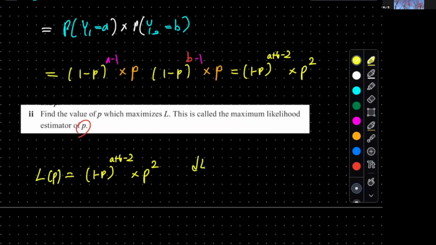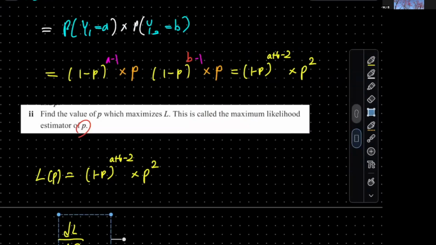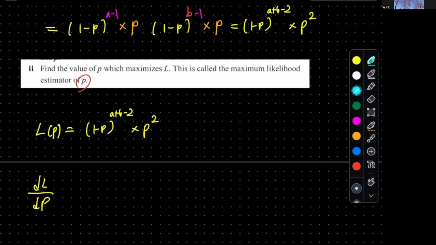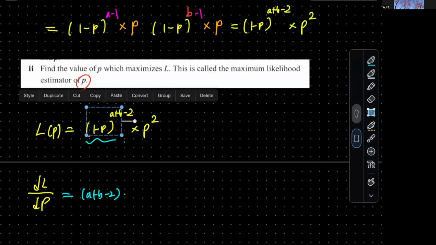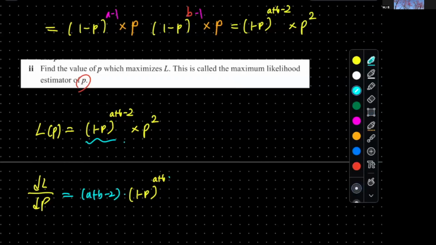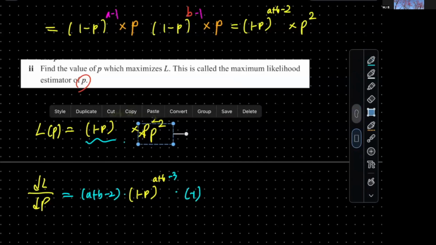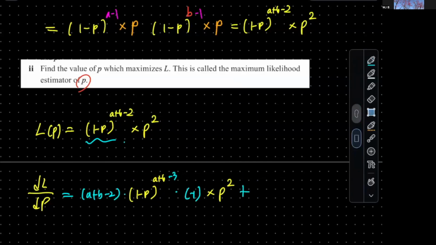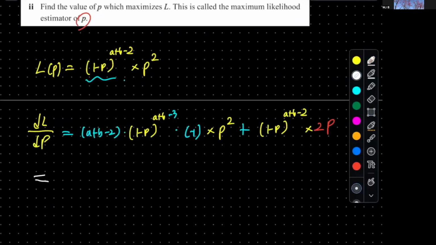So I'm going to do dL over dp, using the product rule. Let's try. If I differentiate the first factor, it's going to be A plus B minus 2 times 1 minus p to the power of A plus B minus 3 times negative 1 using the chain rule. But you have to multiply by p squared by the product rule, plus the first term remains the same, but then I multiply by the derivative of the second term, which is 2p. Of course, you're not going to expand, but rather please factorize. And the common factor that I see is, first of all, p.